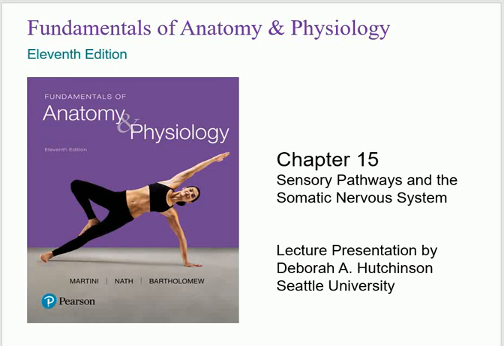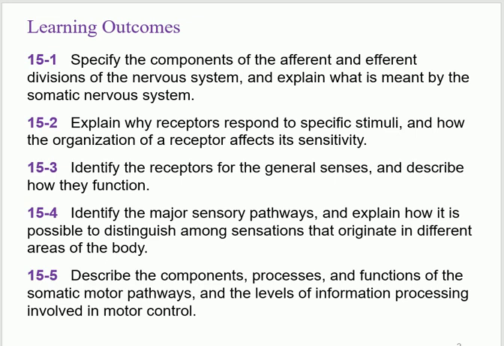Chapter 15, still the nervous system. These are the learning outcomes that we're going to learn. It's more of the somatic part. Remember, there is somatic and visceral, or somatic and autonomic. This is more of the somatic part.